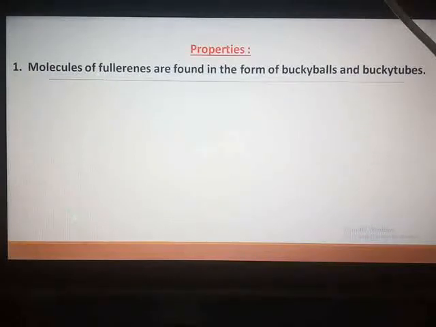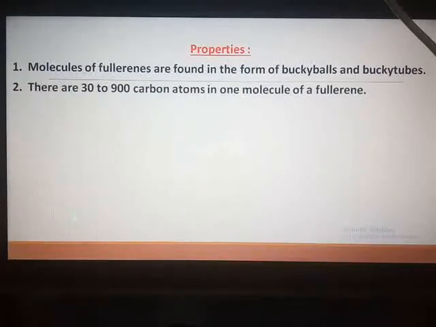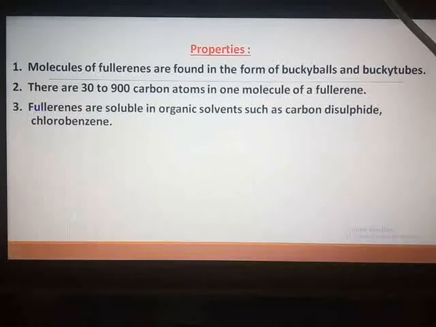Now about the properties of fullerene. The first property is that molecules of fullerenes are found in the form of buckyballs and bucky tubes. There are about 30 to 900 carbon atoms in one molecule of fullerene, and they are soluble in organic solvents such as carbon disulfide, chlorobenzene, etc. Properties you have to learn by heart.